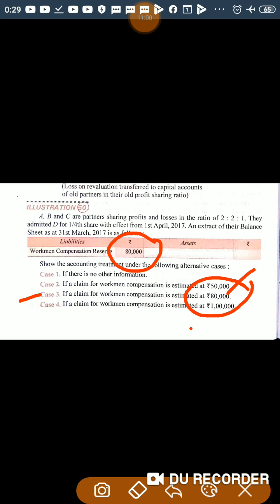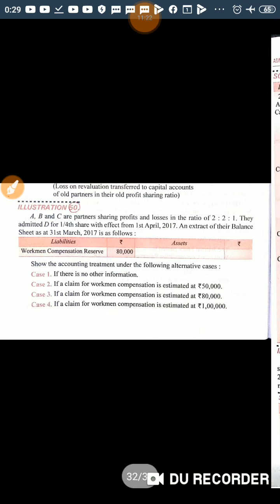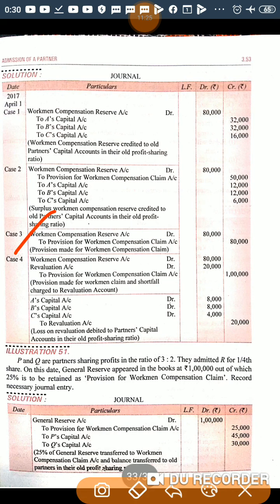So the total reserve will be utilized in meeting this claim of 80,000. Nothing has been left, so there is no excess over actual liability which can be distributed among the old partners in their old ratio. So at the time of admission, we have to pass a journal entry: workmen compensation reserve account debited, to the actual liability which is informed as additional information. We will create a new liability, so provision for workmen compensation claim account should be created with 80,000.